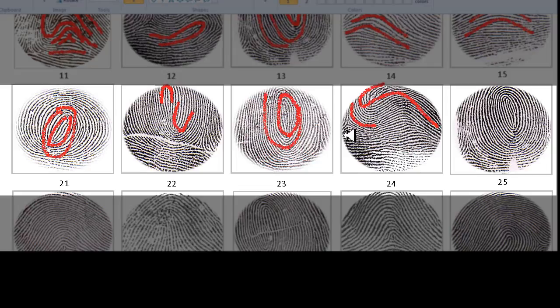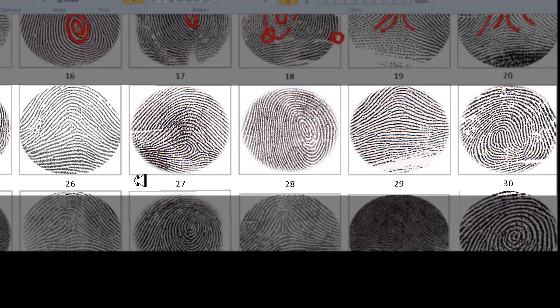And remember type lines, delta. This is a loop. You won't see many of those. This is an elliptical whorl. Remember the tent, the two spikes, a loop, a whorl, plain arch, and this is a very busy whorl.